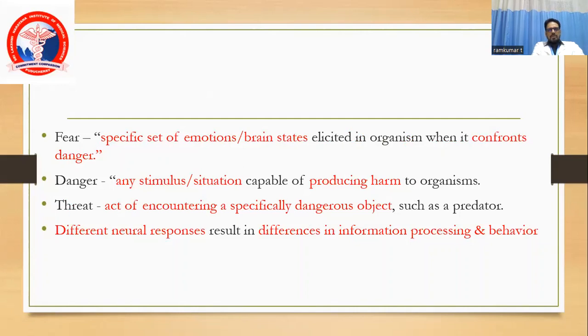Fear, a specific set of emotions or brain states elicited in an organism when it confronts danger. Danger, any stimulus or situation capable of producing harm to organisms. Threat, the act of encountering a specifically dangerous object such as a predator. Different neural responses result in differences in information processing and behavior.